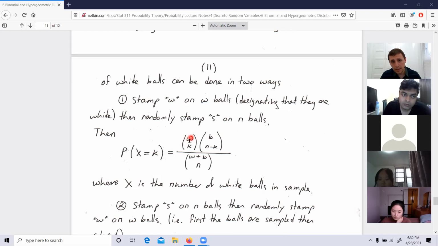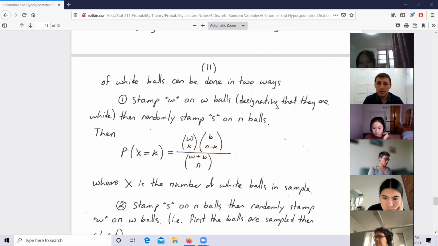So probability x equal to k means that out of the balls labeled W, which of them are also stamped, or labeled, as sampled. And then out of the balls that are not stamped, I have to have n minus k labeled as sampled. Out of altogether W plus B over n. Yes? So that's one way to carry out the experiment.